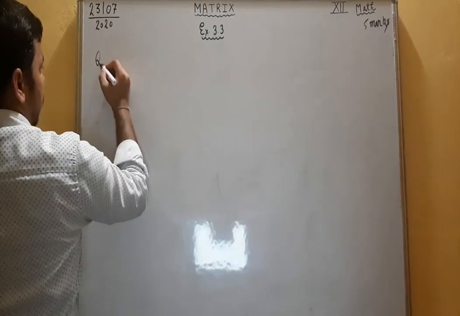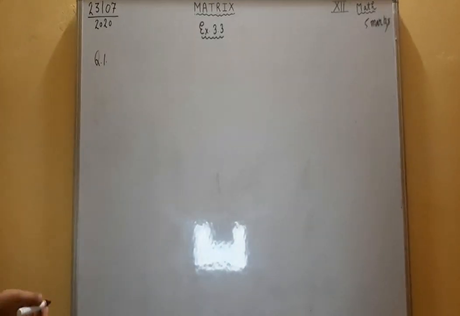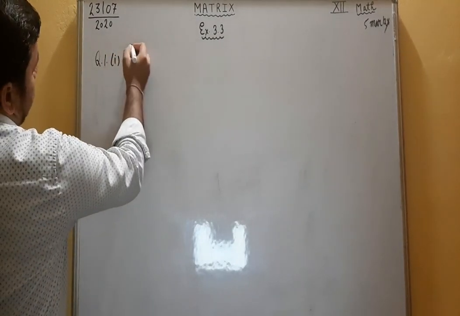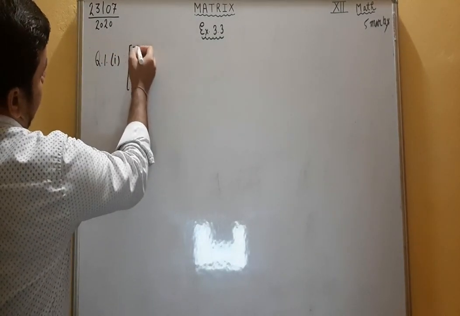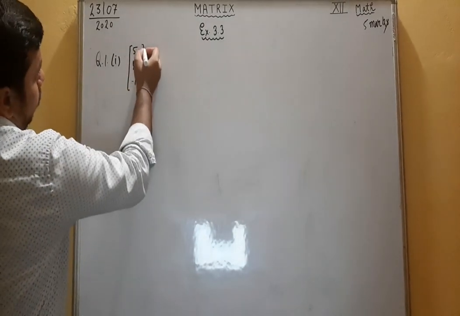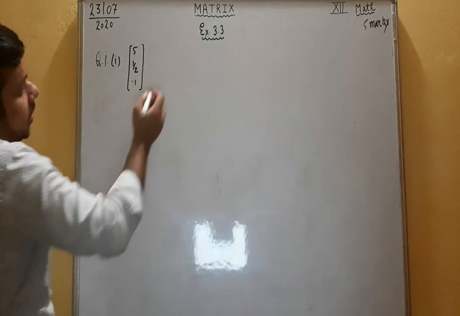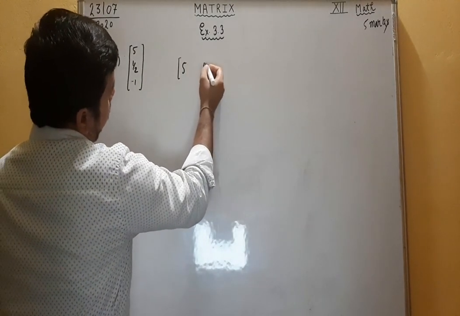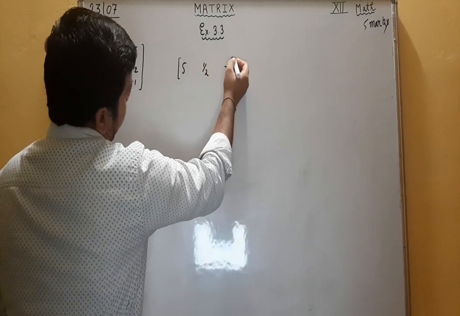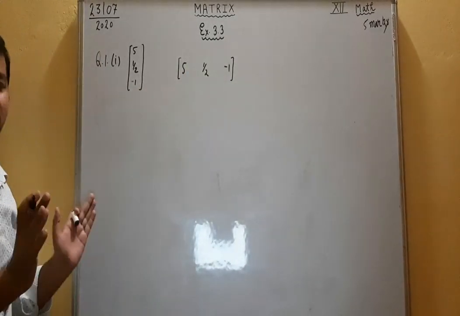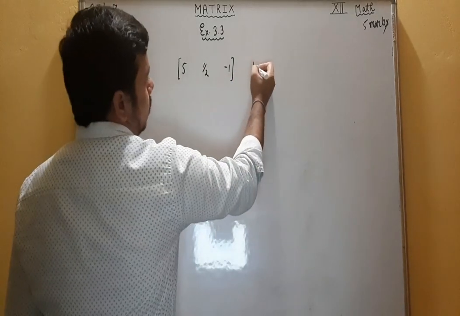Question number 1. We are given some matrices and we have to find the transpose of those matrices. The first matrix is given as 5, 1/2, minus 1. To find the transpose, we just interchange rows and columns. Its row becomes its column. That's all. This is your answer.